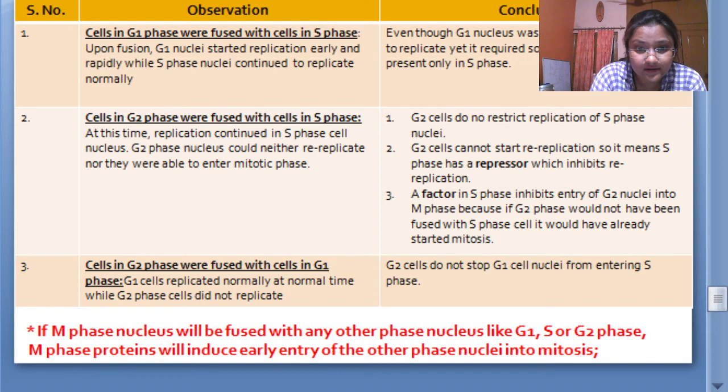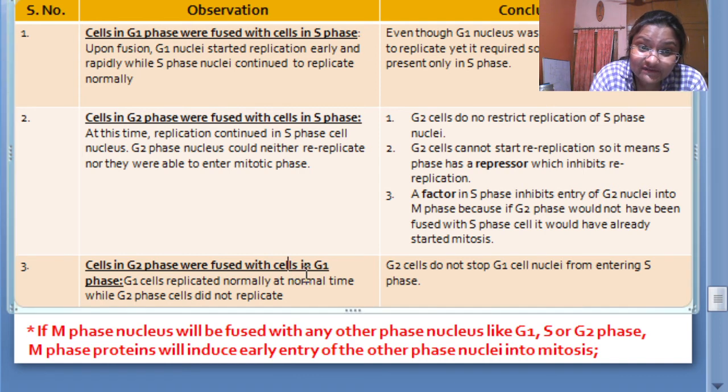Re-replication cannot start. But G1 phase cells were forced into S phase, synthesis phase. That also means that even if we fuse G2 phase nucleus with G1 phase nucleus, G1 phase will not directly jump into G2 phase. It will have to go through the S phase also. First, G1 phase nucleus will replicate very well in S phase, then only it will enter into G2 phase.